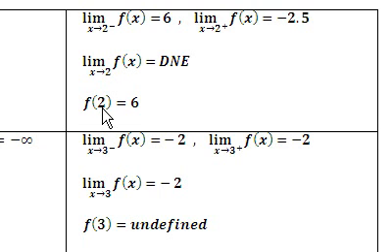But another thing to check is f of 2, and of course it is defined and it happens to be equal to 6, but it's not continuous. Okay, let's look at 3. Let's look at the graph first.